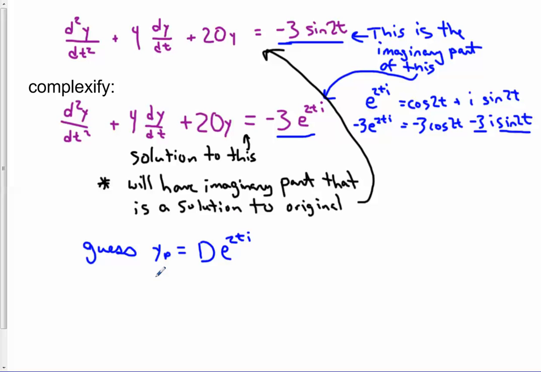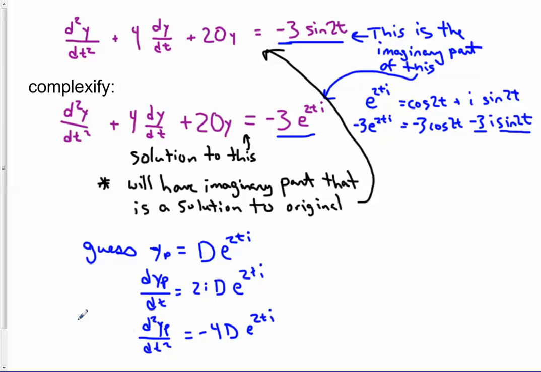All right, so let's do our thing. We need to plug this in here, here, and here, which means we need our first derivative and our second derivative. So now, taking the derivative with respect to t, a 2i will drop down. And for the second derivative, another 2i will drop down. We do have to remember that i squared is -1, so we get a -4d e to the 2ti.